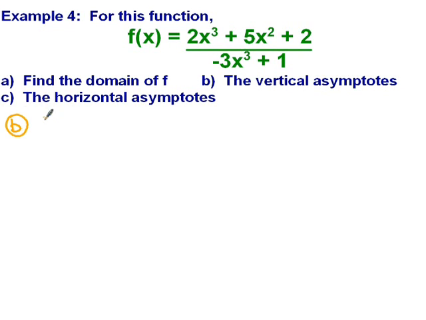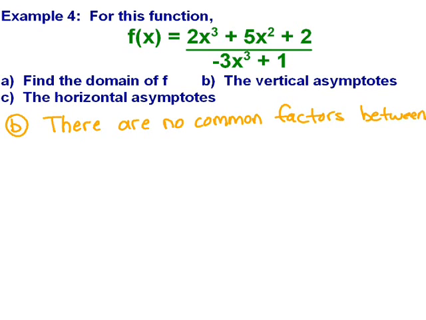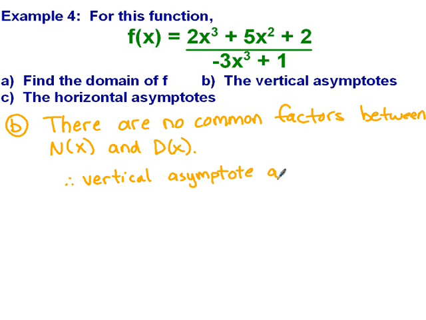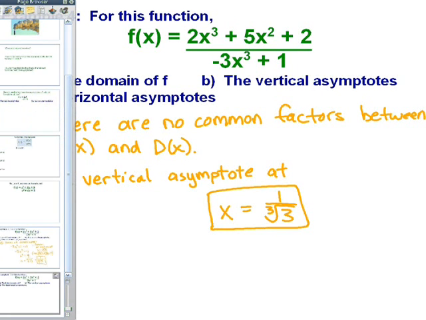Okay, part B, vertical asymptotes. So now what we're looking for is essentially the same question in a way. We first have to double check to make sure there are no common factors between the numerator and the denominator. So in this case there are not. So all we have to do then is use that same x value that makes the denominator equal to 0, and that is the vertical asymptote. So here it is, x equals 1 over the cube root of 3. That's the vertical asymptote. It's a vertical line.